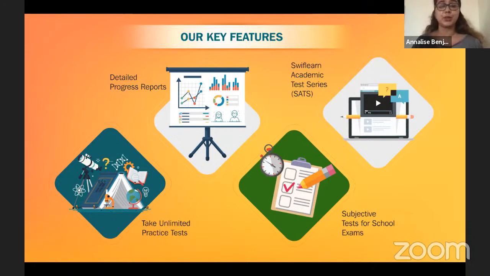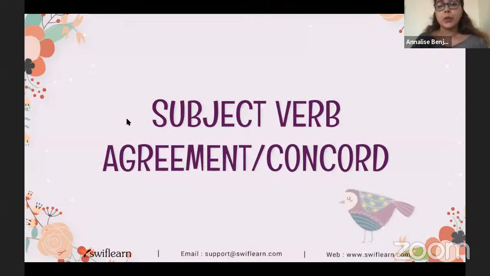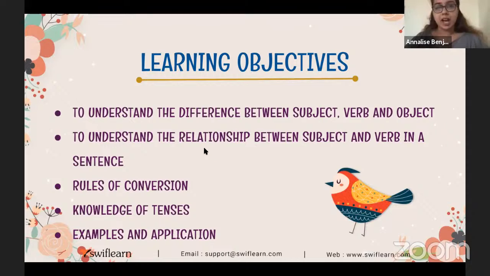So without further ado, let's begin our lesson for today. We're learning subject verb agreement, a very simple, very fun topic to deal with. Today, we'll be understanding the difference between a subject, verb, and an object. After which, we'll be dealing with the relationship that the subject and the verb have with one another in a sentence. Post that, we'll be dealing with the different rules of conversion and testing our knowledge of tenses, of course, with lots of examples and application as well.